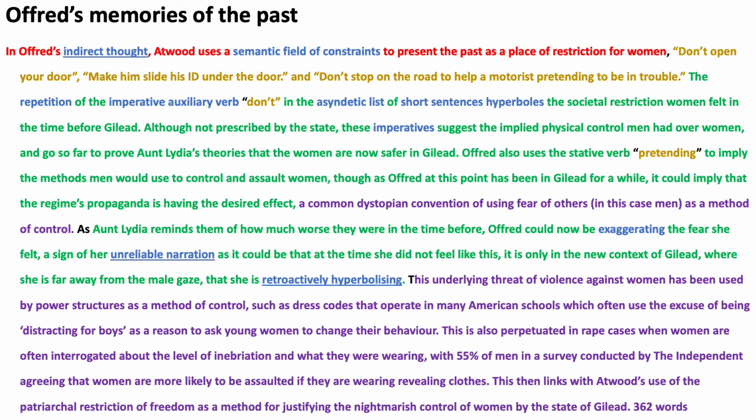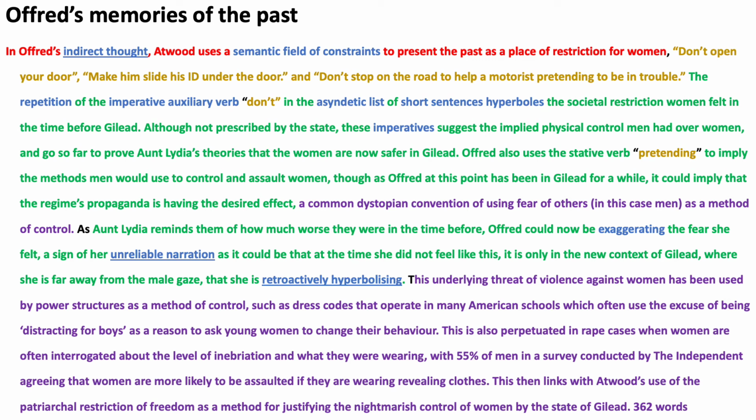the fear she felt, a sign of her unreliable narration, as it could be at the time she did not feel like this. It is only in the new context of Gilead, where she's far away from the male gaze, that she is retrospectively hyperbolizing. This underlying threat of violence against women has been used by power structures as a method of control, such as dress codes that operate in many American schools, which often use the excuse of being distracting for boys as a reason to ask young women to change their behaviour.